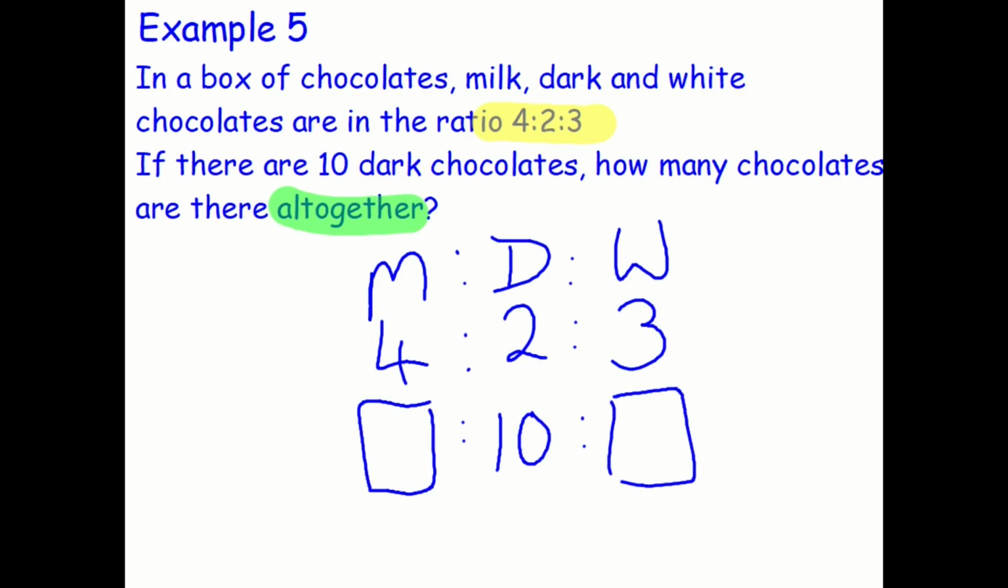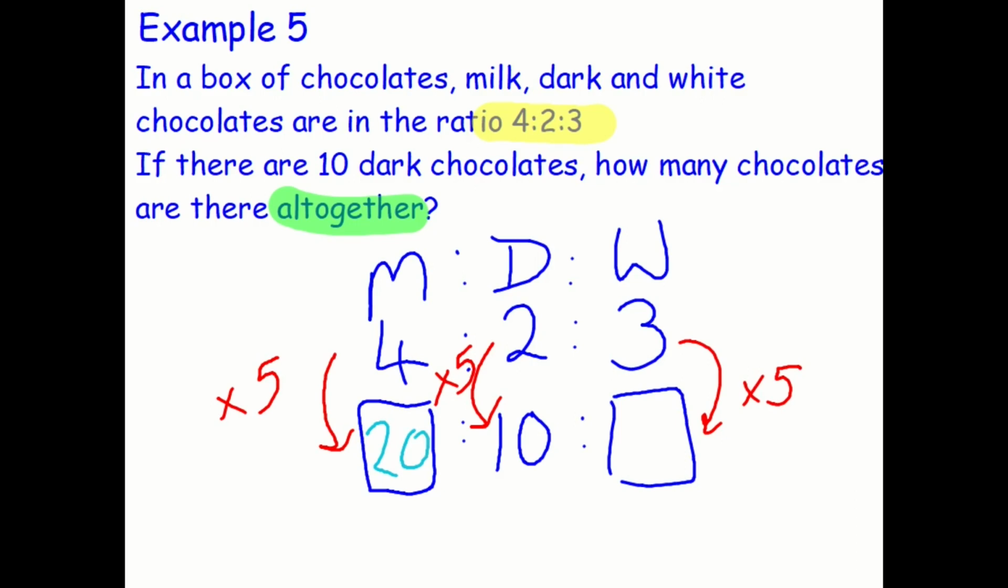Well, what has 2 been multiplied by? It's been multiplied by 5, which means everything must be multiplied by 5. So that's been multiplied by 5, and that's been multiplied by 5. So we get the answer 20 here, because 4 times 5 is 20. And we get the answer 15 here, because 3 times 5 is 15. But now, if I'm asked for it all together, I need to add this number plus this number plus this number. And if you add those all together, you get that the total number of chocolates altogether is 45.